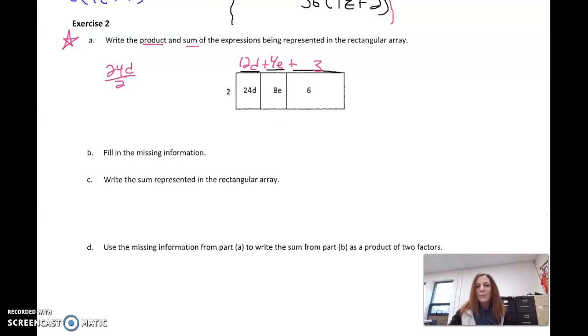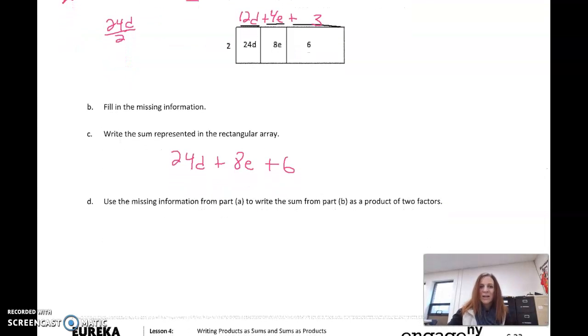Now it says write the sum represented in the rectangular array. That's in here. And it's the sum, right? If I wanted the area of this whole thing, I would take the area of the parts. 24D plus 8E plus 6. That represents the area of this, how many square inches, feet, square units, whatever. Now it says use the missing information from part A to write the sum from part B as a product of 2 factors.